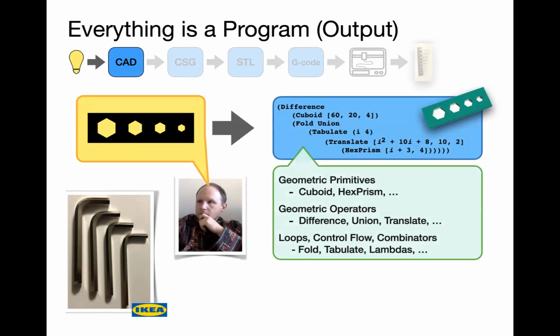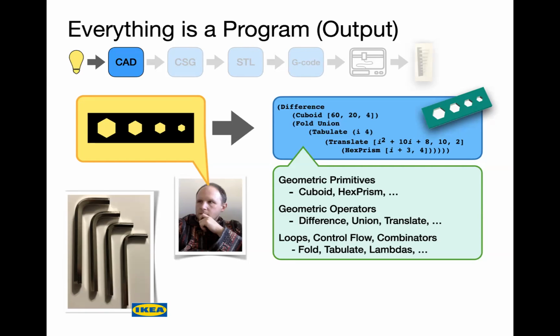And you can see in this domain-specific language, we have a few features. We've got geometric primitives like cuboids and hexagonal prisms. We have geometric operators like difference and union, translate. We also have rotation and things. And also, there's this repetition of the holes going into the body to make places for the hex wrenches. And that's represented using just typical programming features like loops, in this case, in a functional style, using things like tabulate and fold.